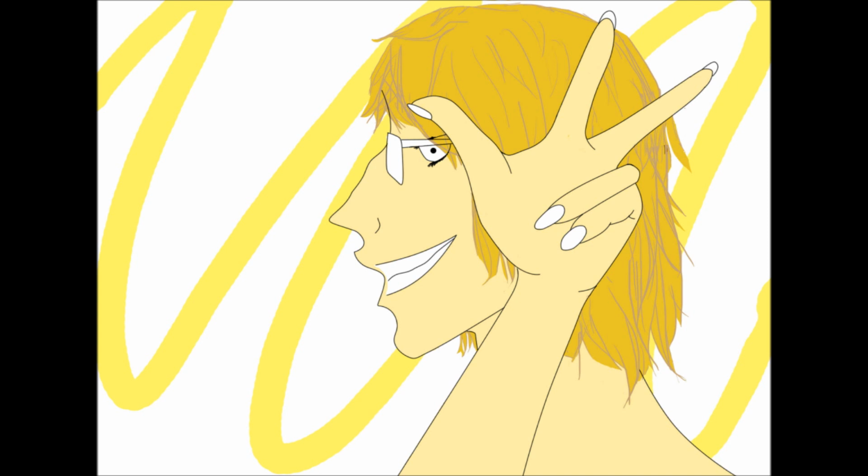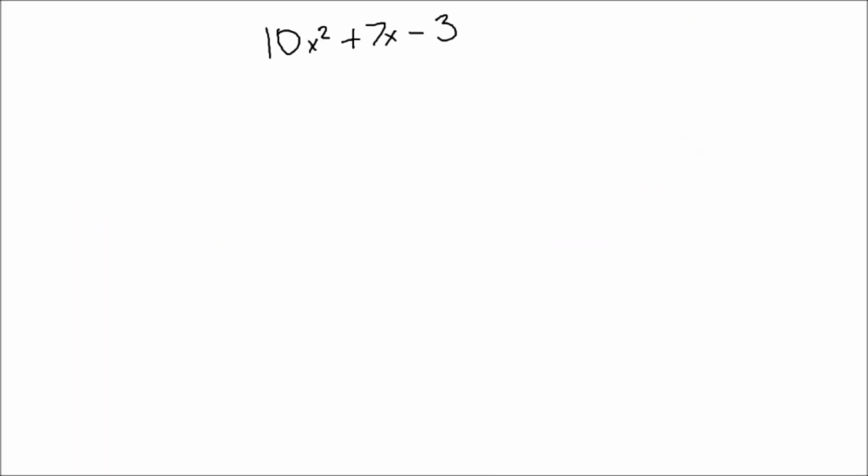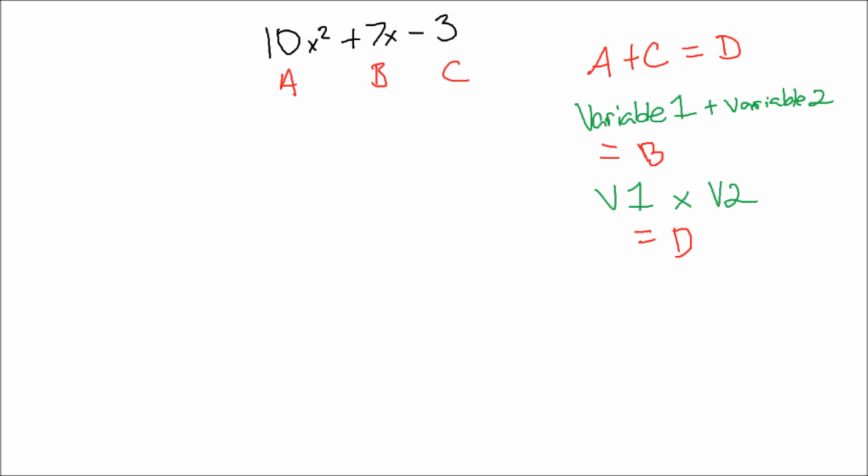Here we go. Our example equation is 10x squared plus 7x minus 3. To do this equation properly, we need to multiply together a and c, giving us d, a new variable. We learned from my previous video that to factor trinomials properly, we need to find two variables that multiply together to get c and add together to get b.